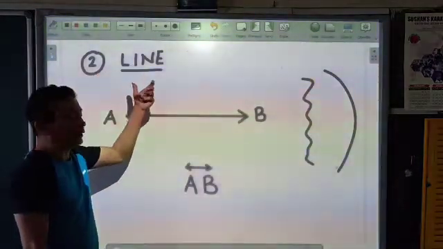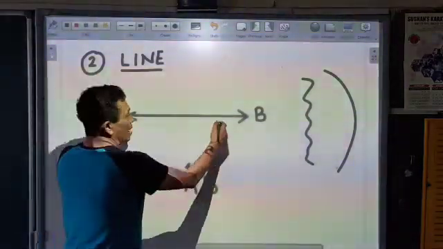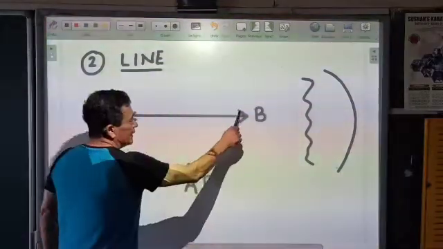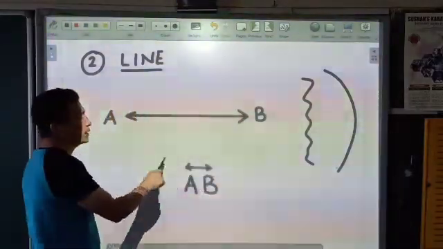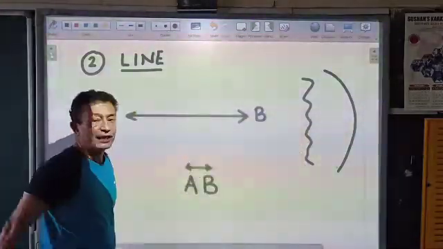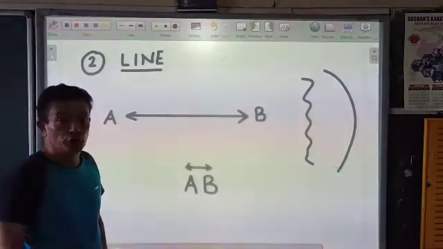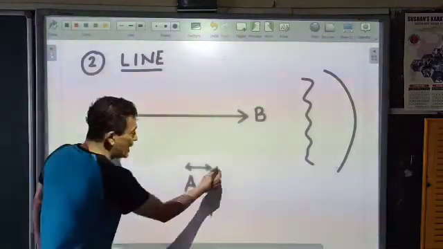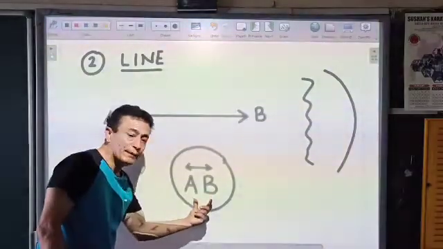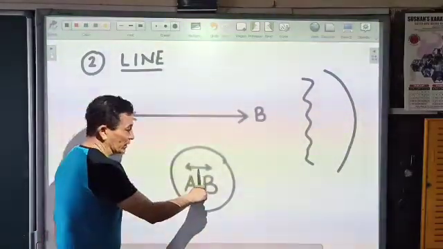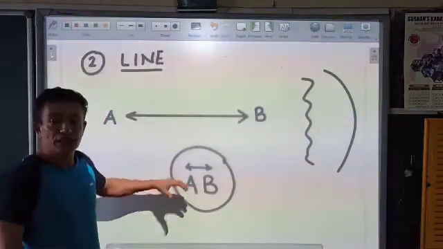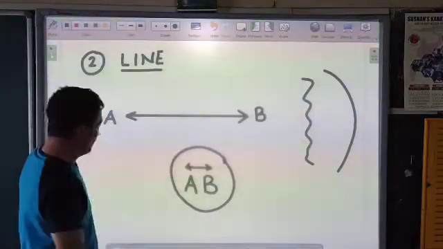A line is something which can be extended. The arrows here show that the line AB can be further extended if you want to. How do we name it? When we name it, I name it as AB with a double arrowed line on top of it. So this is just a simple line.